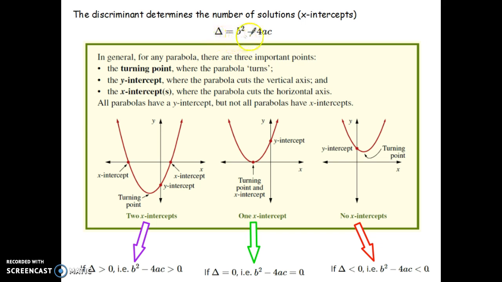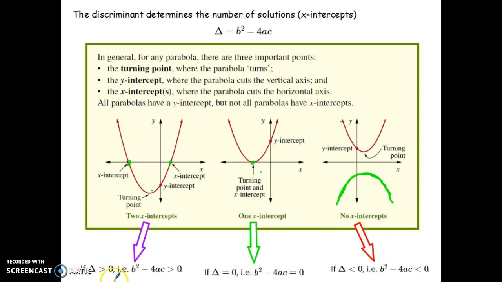Our discriminant, b squared minus 4ac, tells us the intercepts. Now you should remember that a parabola can have two x-intercepts, it can have one x-intercept, and it can have no x-intercepts if our graph is up above the x-axis, or down here below the x-axis. To help us work out which one of these parabolas we have, our discriminant can do that.